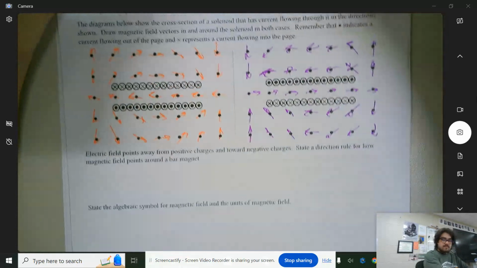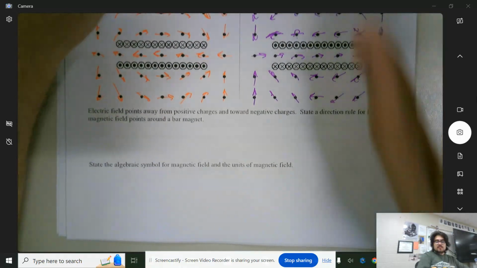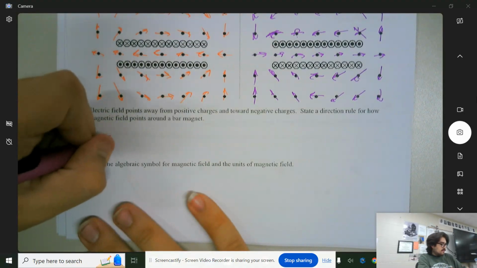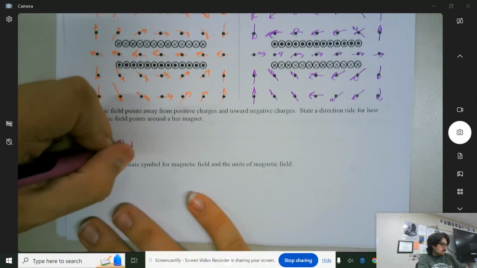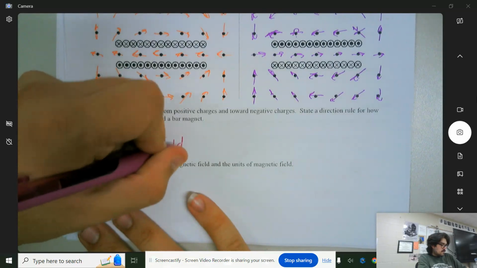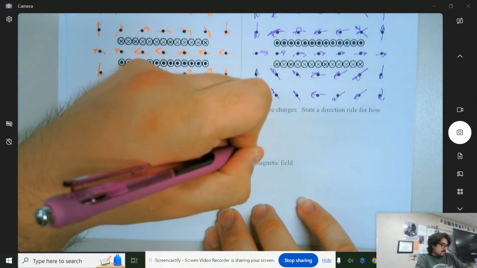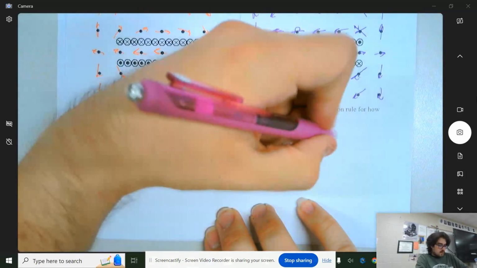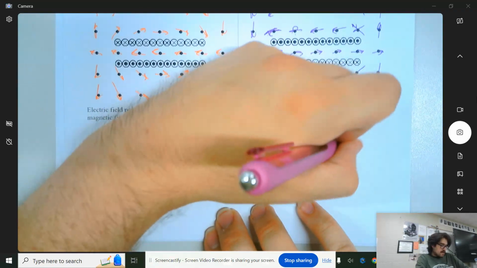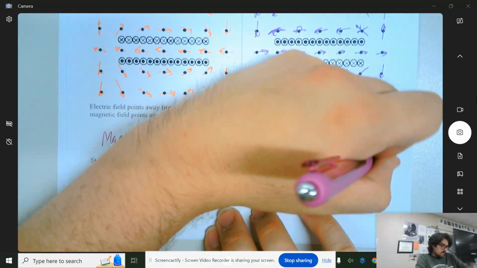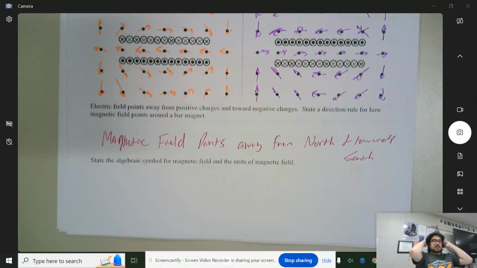Magnetic field points away from positive charges and over toward negative charges. So if you did the bar magnet activity earlier, you should see this trend where the magnetic field points away from north and then towards south, okay? So the magnetic field should point away from the north and then towards the south pole, right? Just like positive and negative charges, okay?